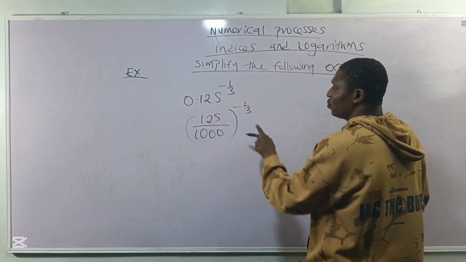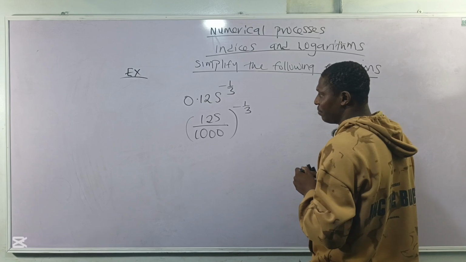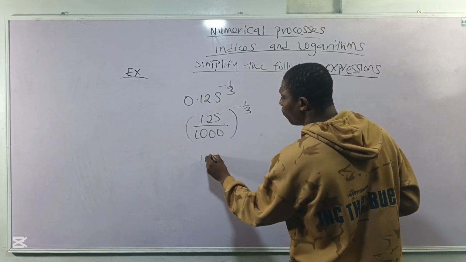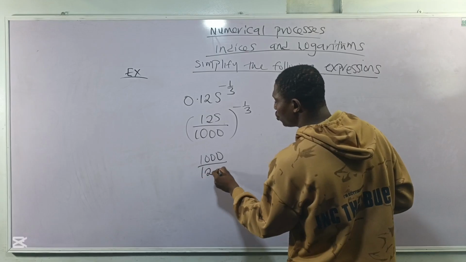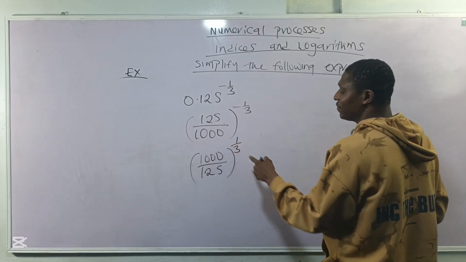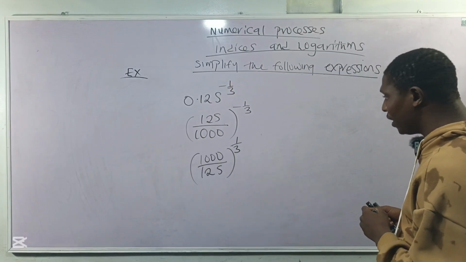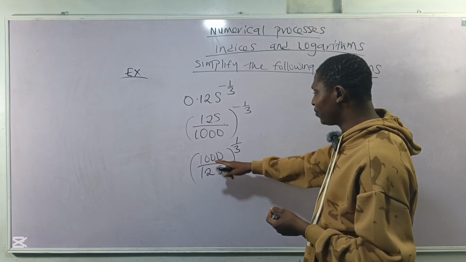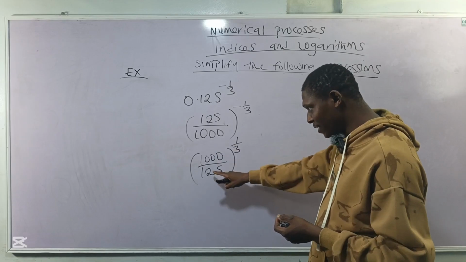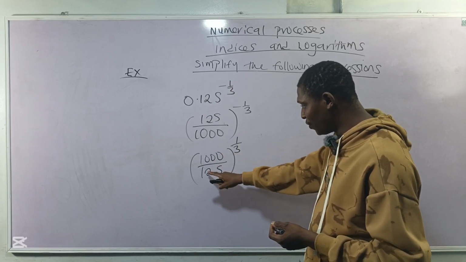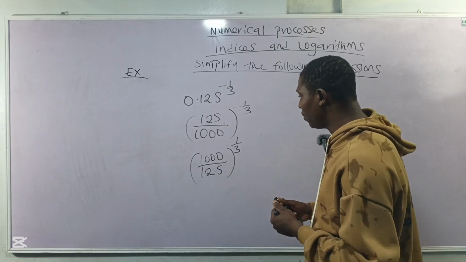Now the next thing I have to do is to remove this negative sign. Removing it, since it's a fraction, I interchange the fraction. So it becomes 1000 all over 125. This can be written as 1 all over 3. Now the negative sign has been removed. Now I don't need to break down, because I can see that I can express 1000 as 10 raised to power 3, and I can express 125 as 5 raised to power 3.